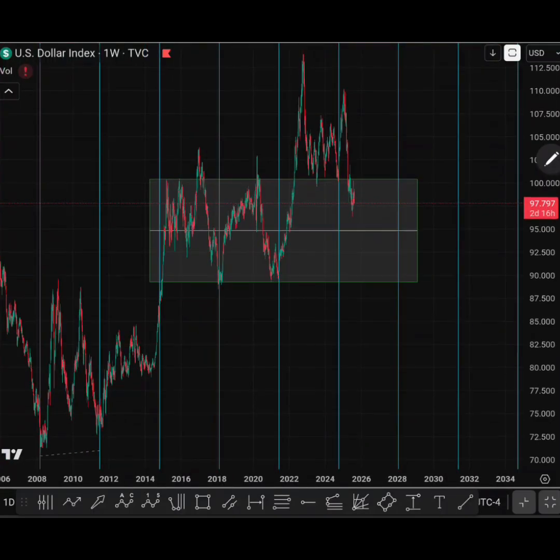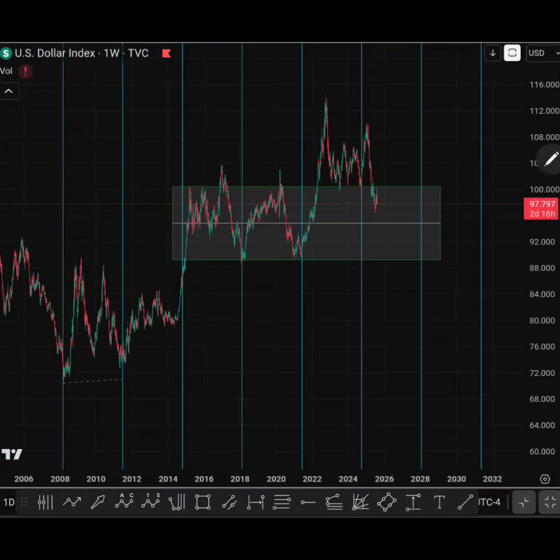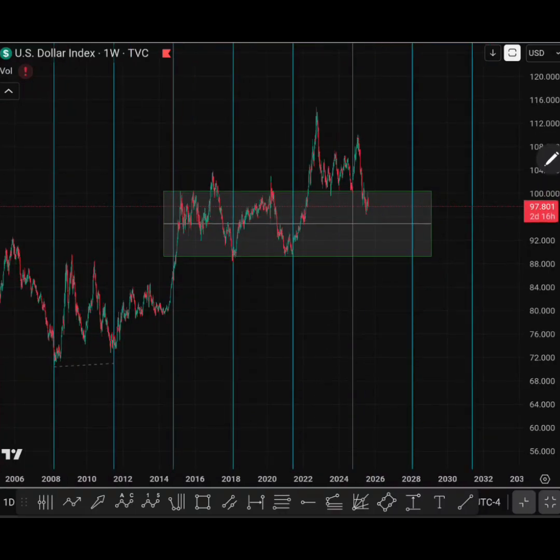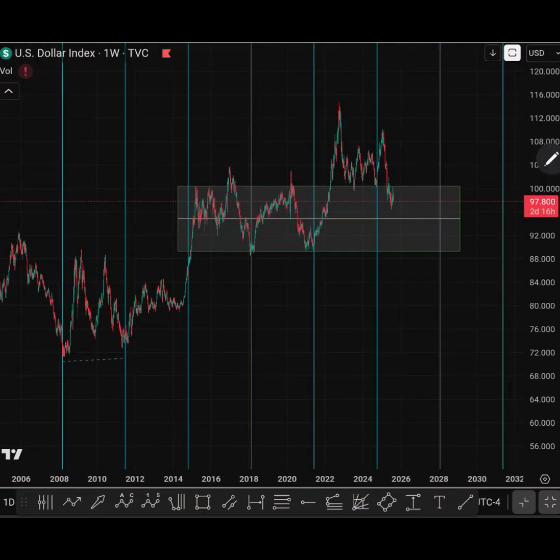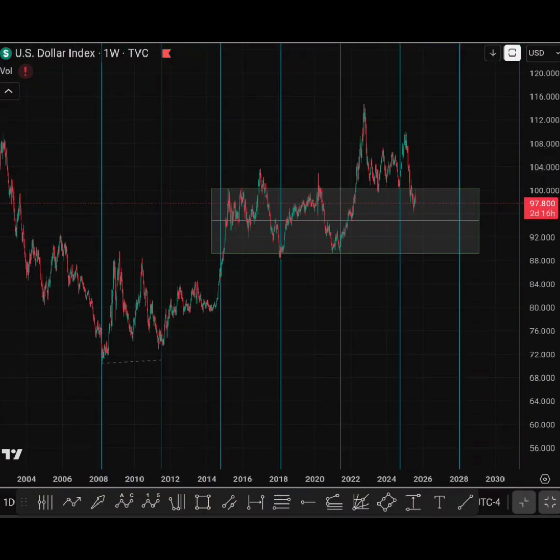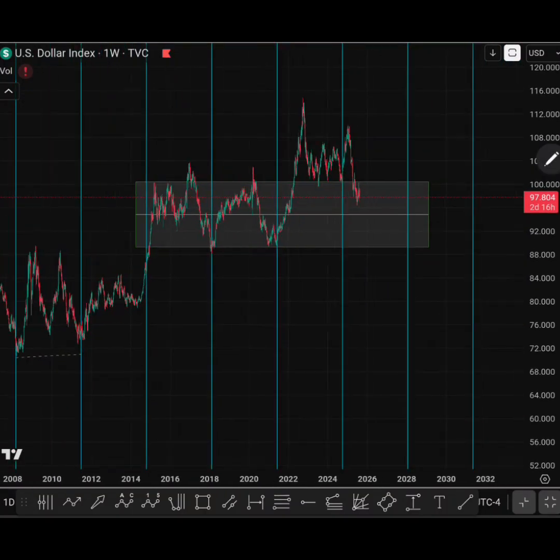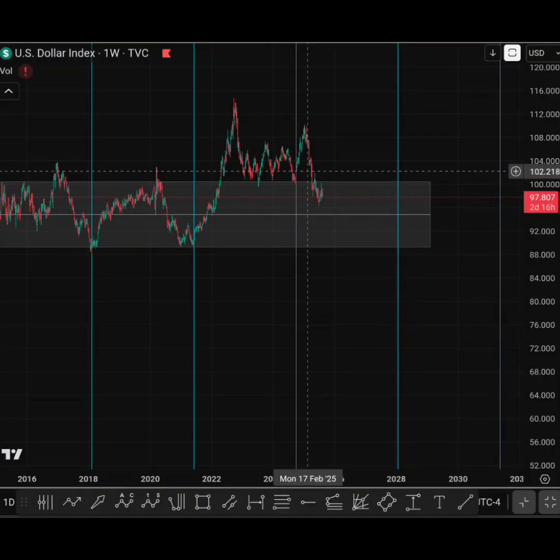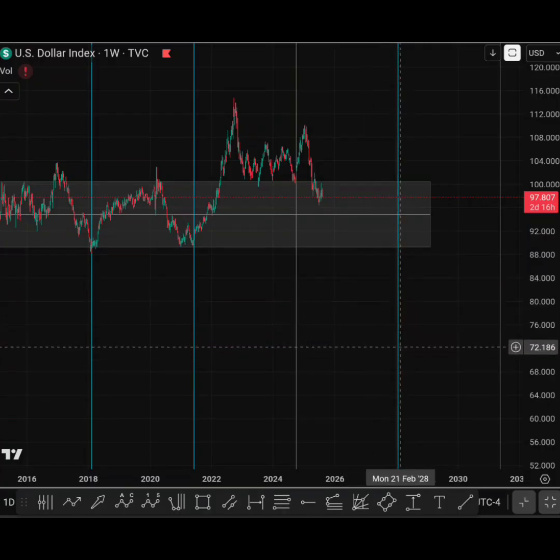I defer to Camel Finance for his expertise on the cycles. But if these have been upward cycles, you've got 1, 2, 3, 4, 5. Here's your cycle number 5. This is the 6th cycle. It could be a bearish cycle. There's potential there, which would bring a bullish cycle starting in January of 2028. So you could have a very bearish dollar through till early 2028.